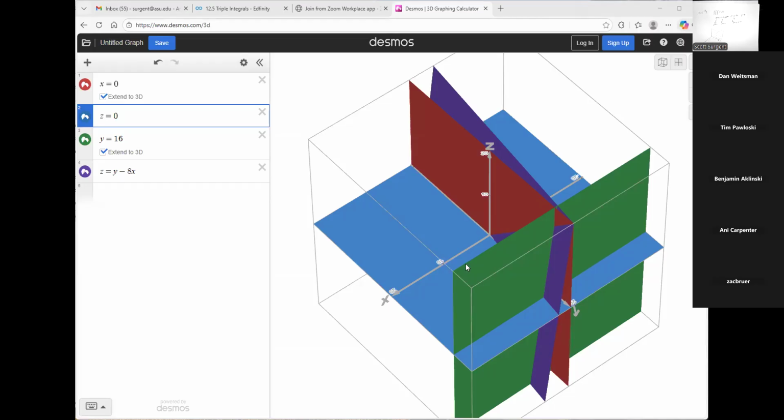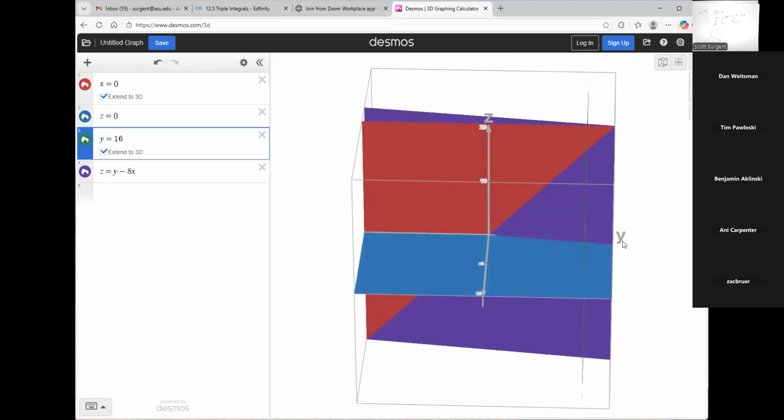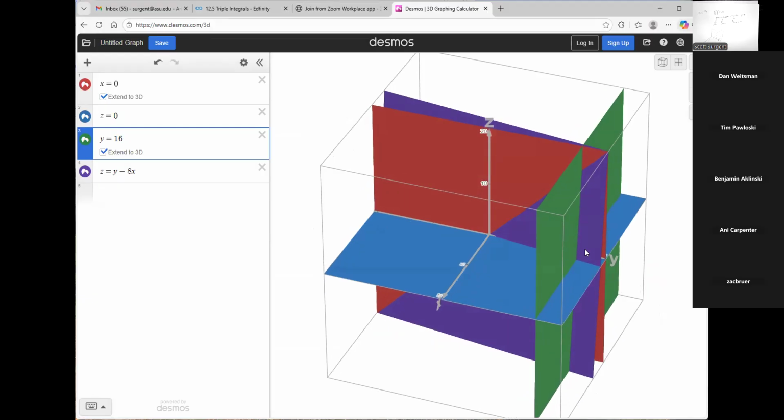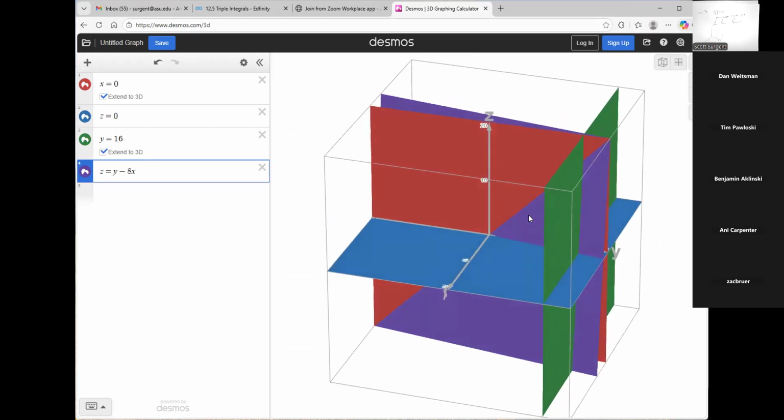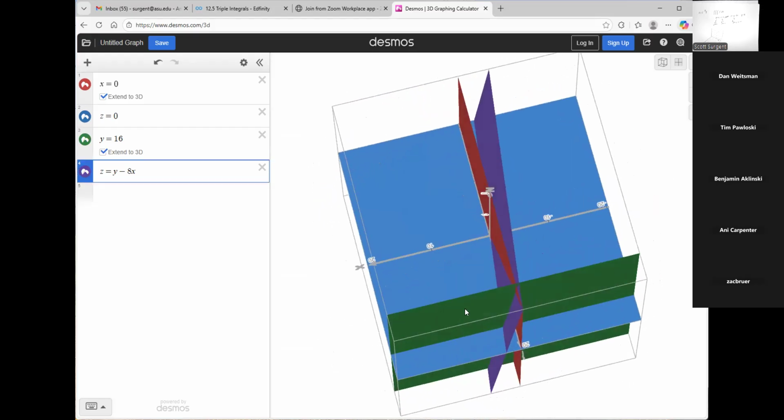So let me try to orient what I've got here. Yes, you can kind of see it. The blue is z equals 0, I'm sorry, my bad. Z equals 0 is the floor, blue. The red is x equals 0, that's the YZ plane. The green is the wall, which is y equals 16. And then this purple is this plane that's kind of just barely, oh my Lord. You almost need to ignore everything except for just this.